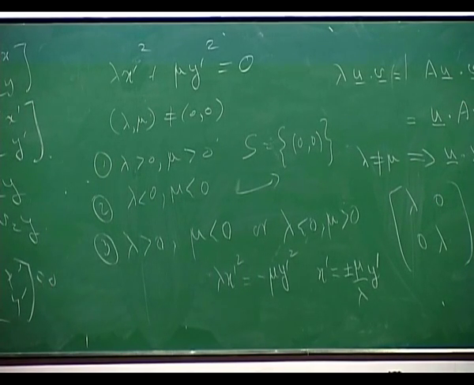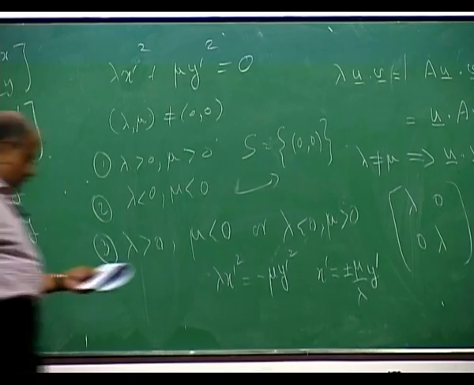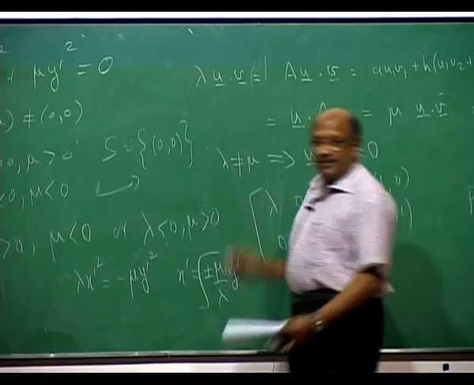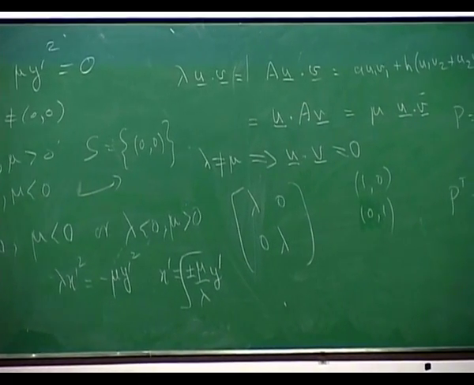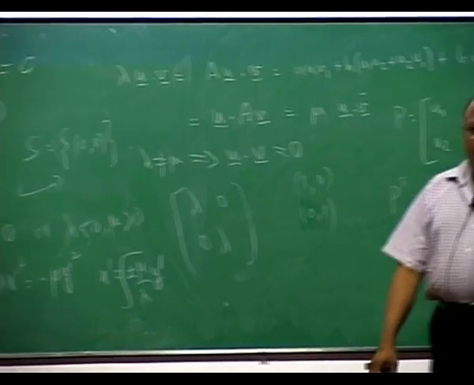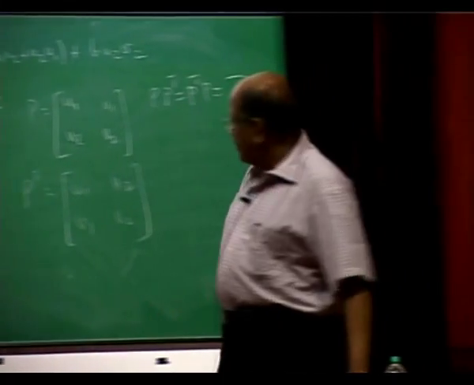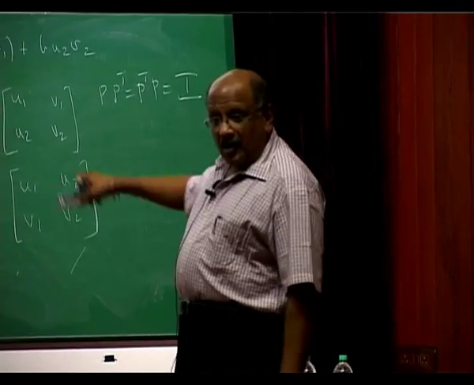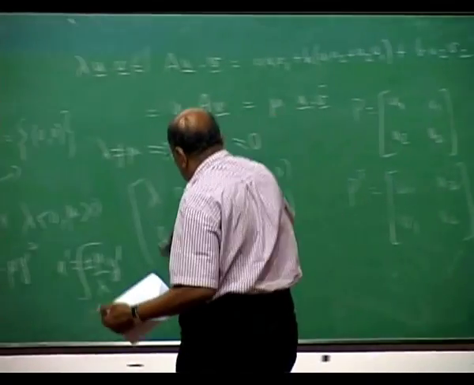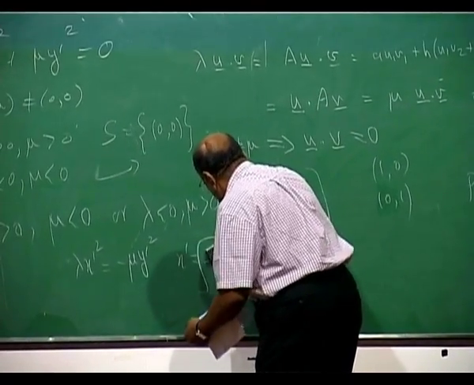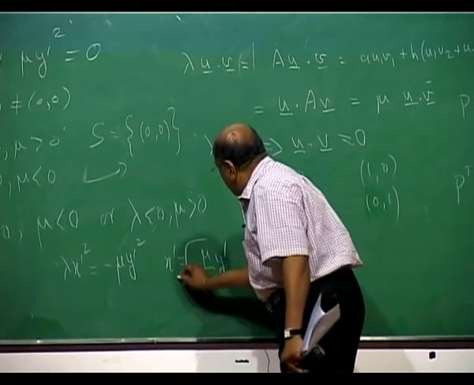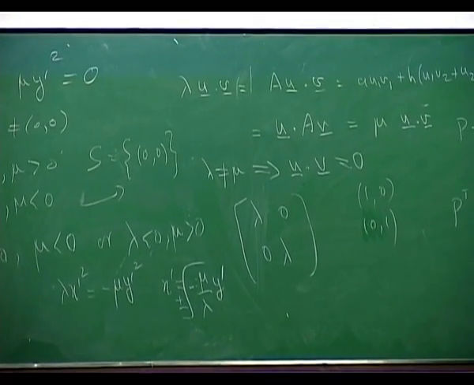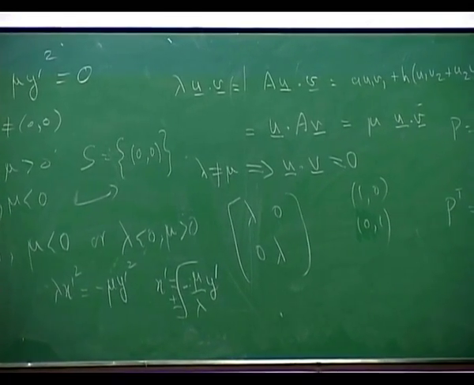Yeah? Root of. Thank you. No. So minus mu by lambda is positive, okay, plus or minus. Okay. Yeah, fine.